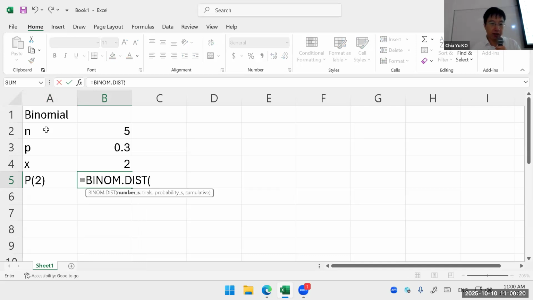Binom dot dist, binomial distribution. And then you input the numbers: the number of successes is 2, the number of trials is 5, the probability is 0.3. And this function contains the big P and big F. They ask you whether cumulative is the P, then it's false.